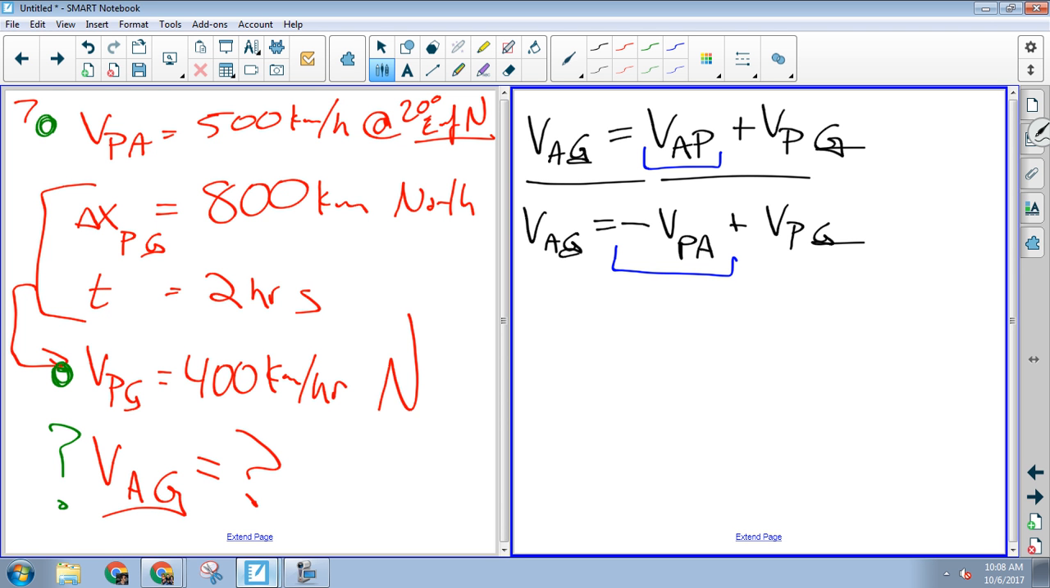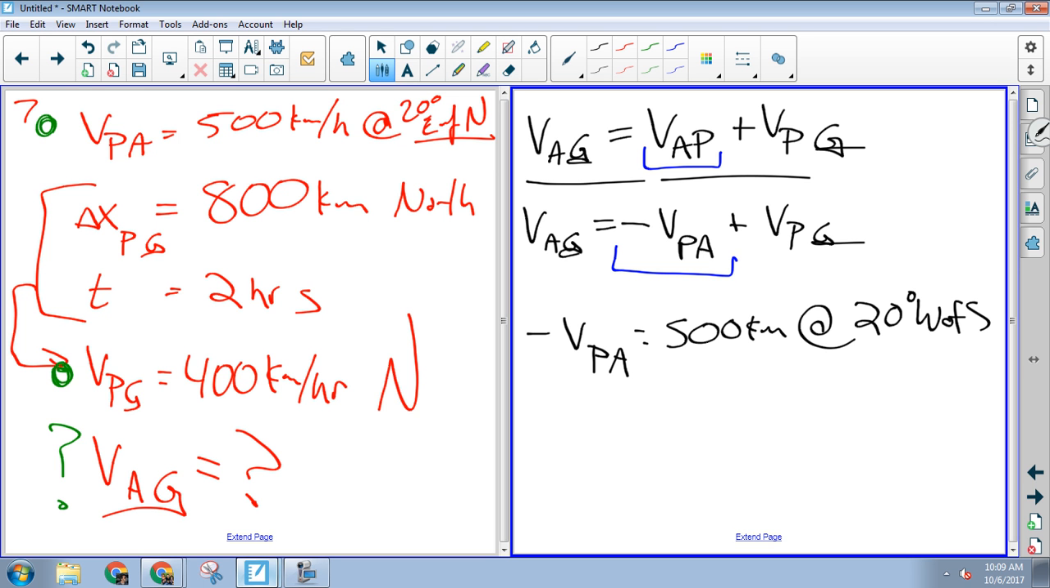So let's write an expression for negative velocity of P relative to A. All right, well, that's going to be 500 kilometers at, instead of 20 degrees east of north, it's actually 20 degrees west of south, right? I want to flip it around 180 degrees, right? Does that make sense? Yes.